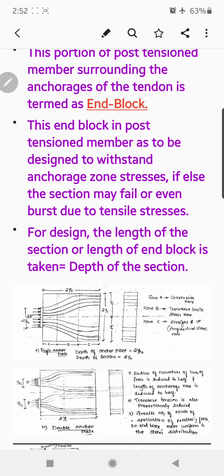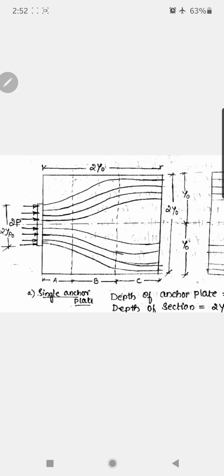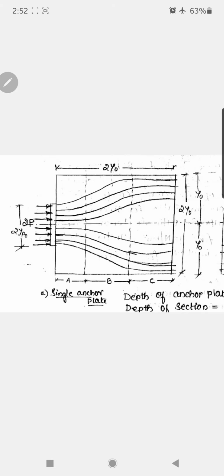And now let us see the stress distribution for the end block, which is three-dimensional. We'll see it for different anchor plates, because for different anchor plates the stress distribution will be different. Now let us consider the single anchor plate, where 2p is the depth of the anchor plate, and 2y0 is the depth of the section, the end block.